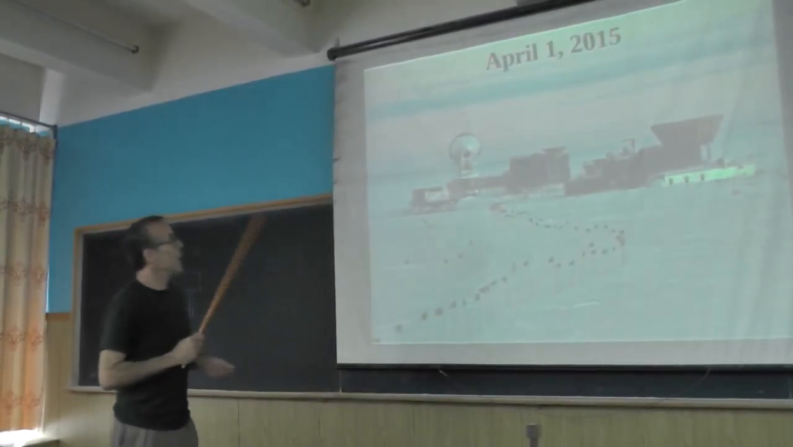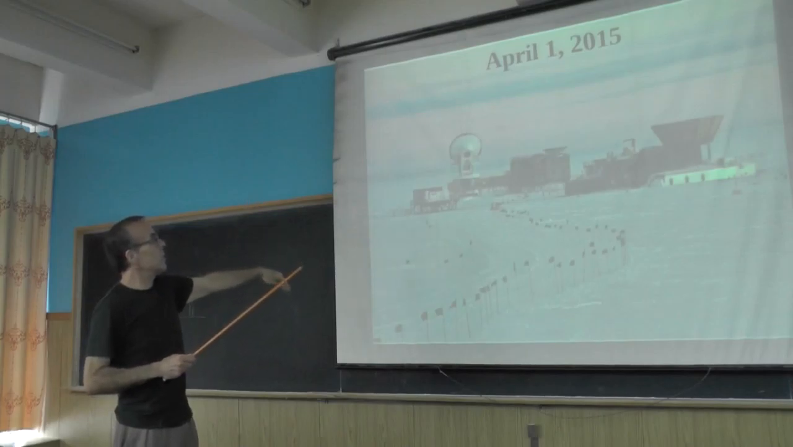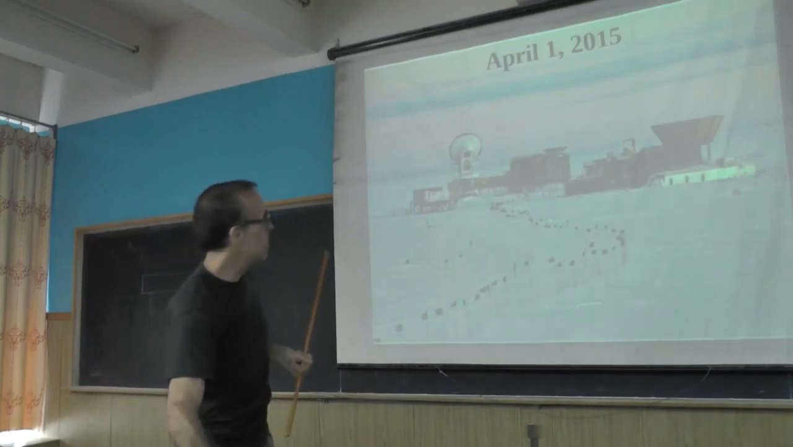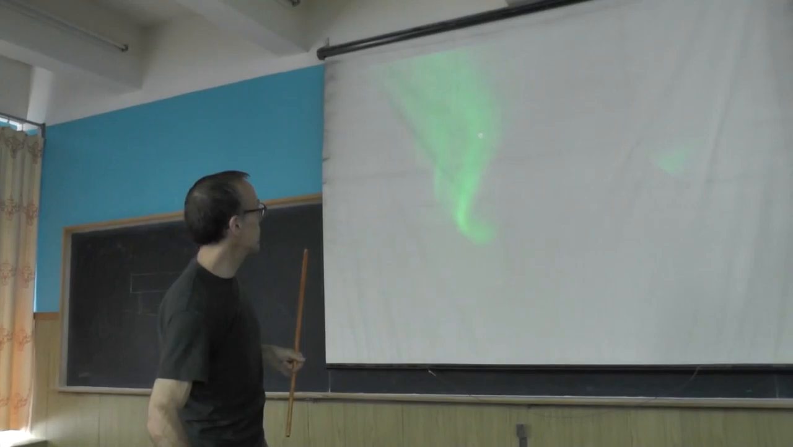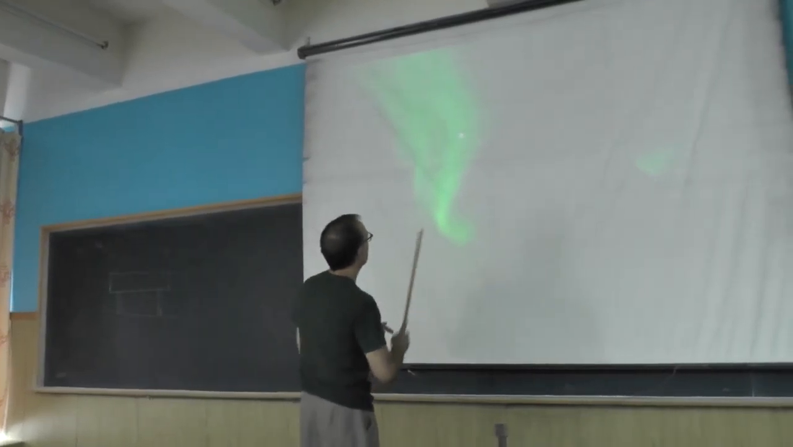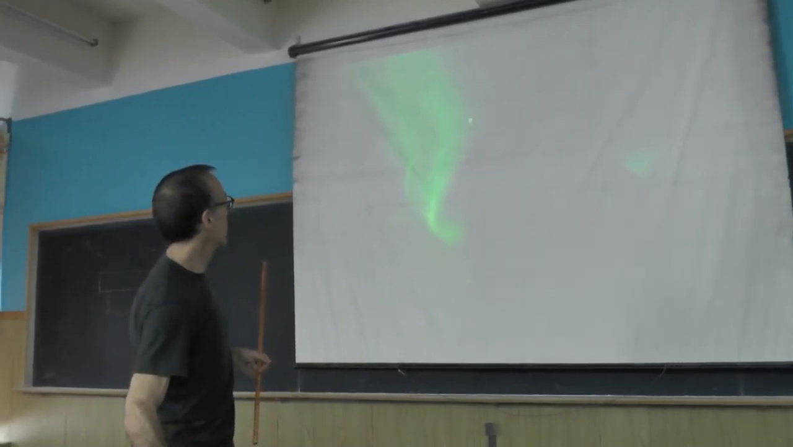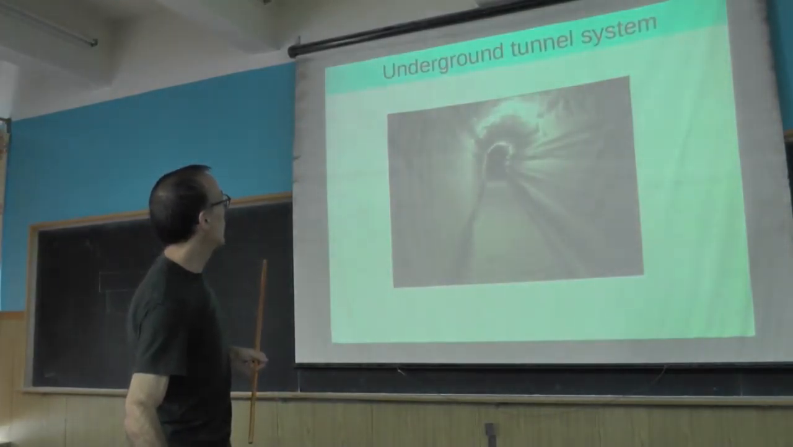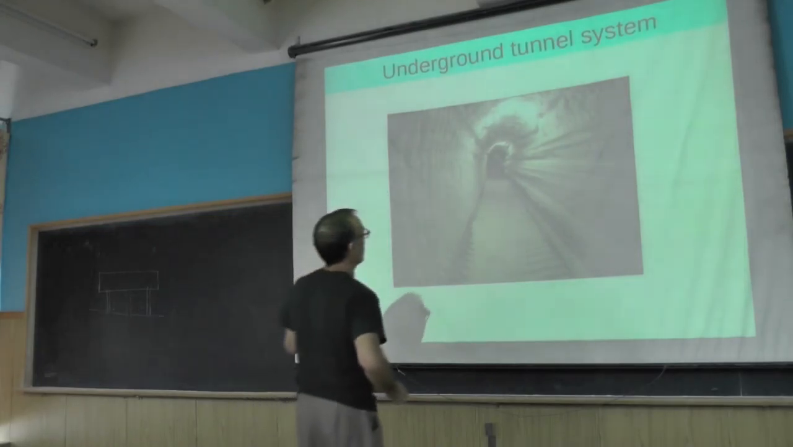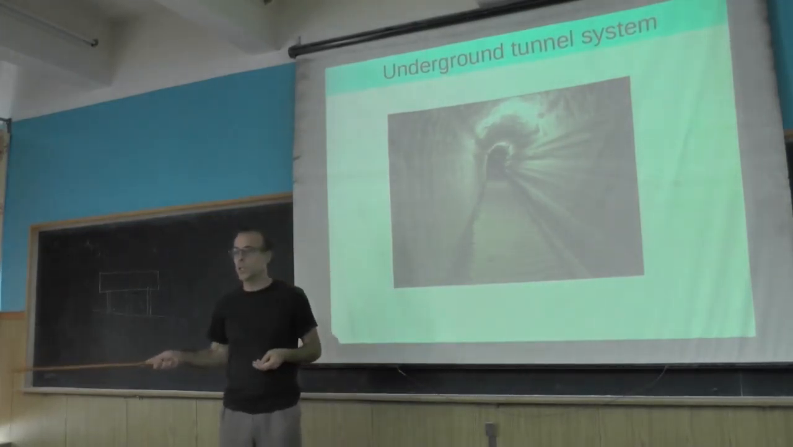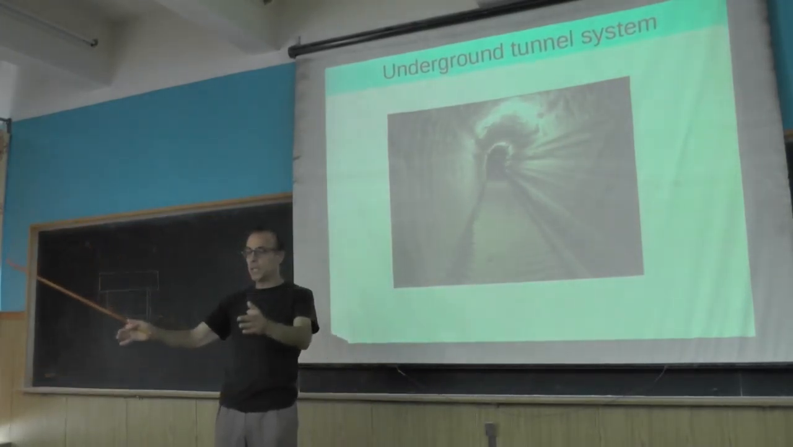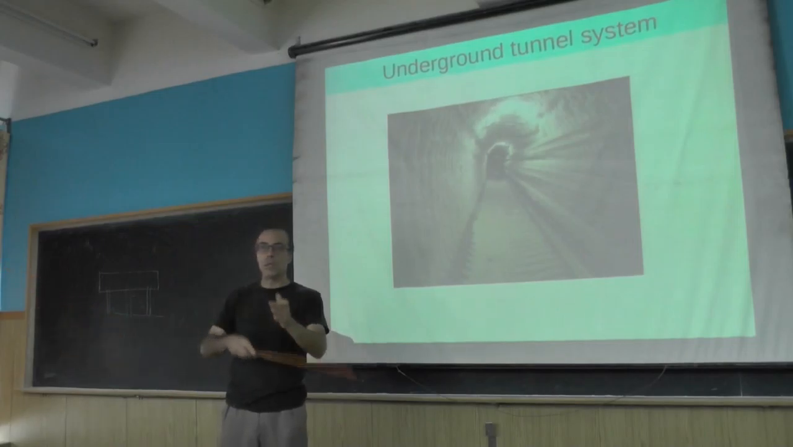By now, of course, the sun is all the way down, and this is what you can expect to see. This is a bad picture, but this is, of course, the aurora in the background. It's pretty spectacular. I'll also mention there's an underground tunnel system which links the main base to the main generators.